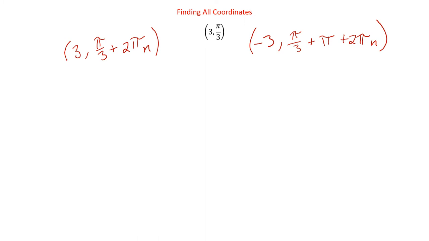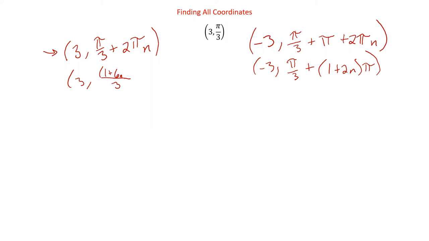The formula for these, we can simplify a little bit. Personally, this first one I kind of like. The second one, we could factor out a pi to give negative 3 comma pi over 3 plus, factor out a pi, we get 1 plus 2n times pi. I think that one is a little bit nicer, but they like to go a little bit further. They're going to put them over a common denominator and then factor out a pi. So the common denominator would be 3 here. And then when we factor out a pi, we'll have 1 plus 6n pi.